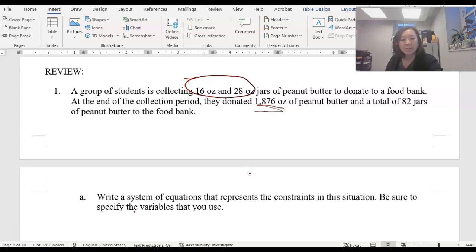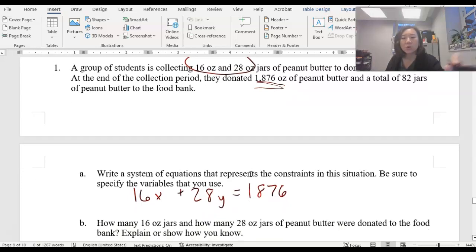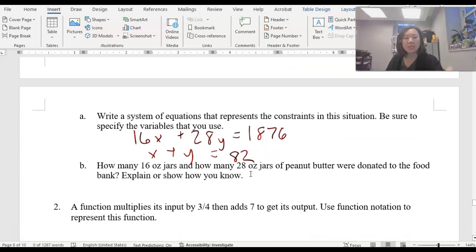So let's say we have 16x plus 28y equals 1,876 ounces, and a total of 82 jars. So x plus y, the number of jars, equals 82. That's our system of equations. It says how many 16-ounce jars and how many 28-ounce jars of peanut butter were donated to the food bank. Explain or show how you know.